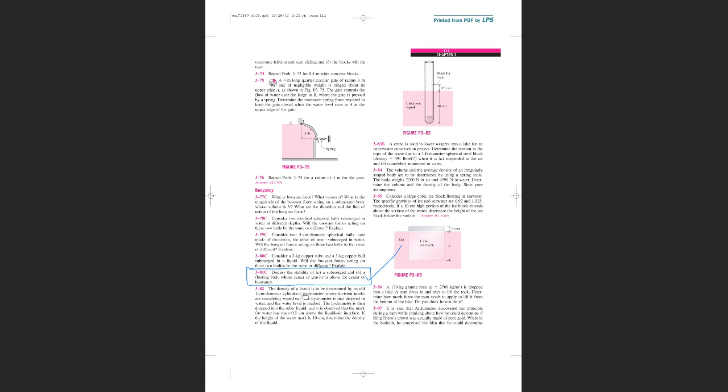Okay, 82. The density of a liquid is to be determined by an old 1 centimeter hydrometer where the division marks are completely wiped out. The hydrometer is first dropped in water and the water level is marked. The hydrometer is then dropped in the other liquid, and it is observed that the mark of the water rises 0.5 centimeter above the liquid. If the height of the water is 10 centimeter, determine the density.